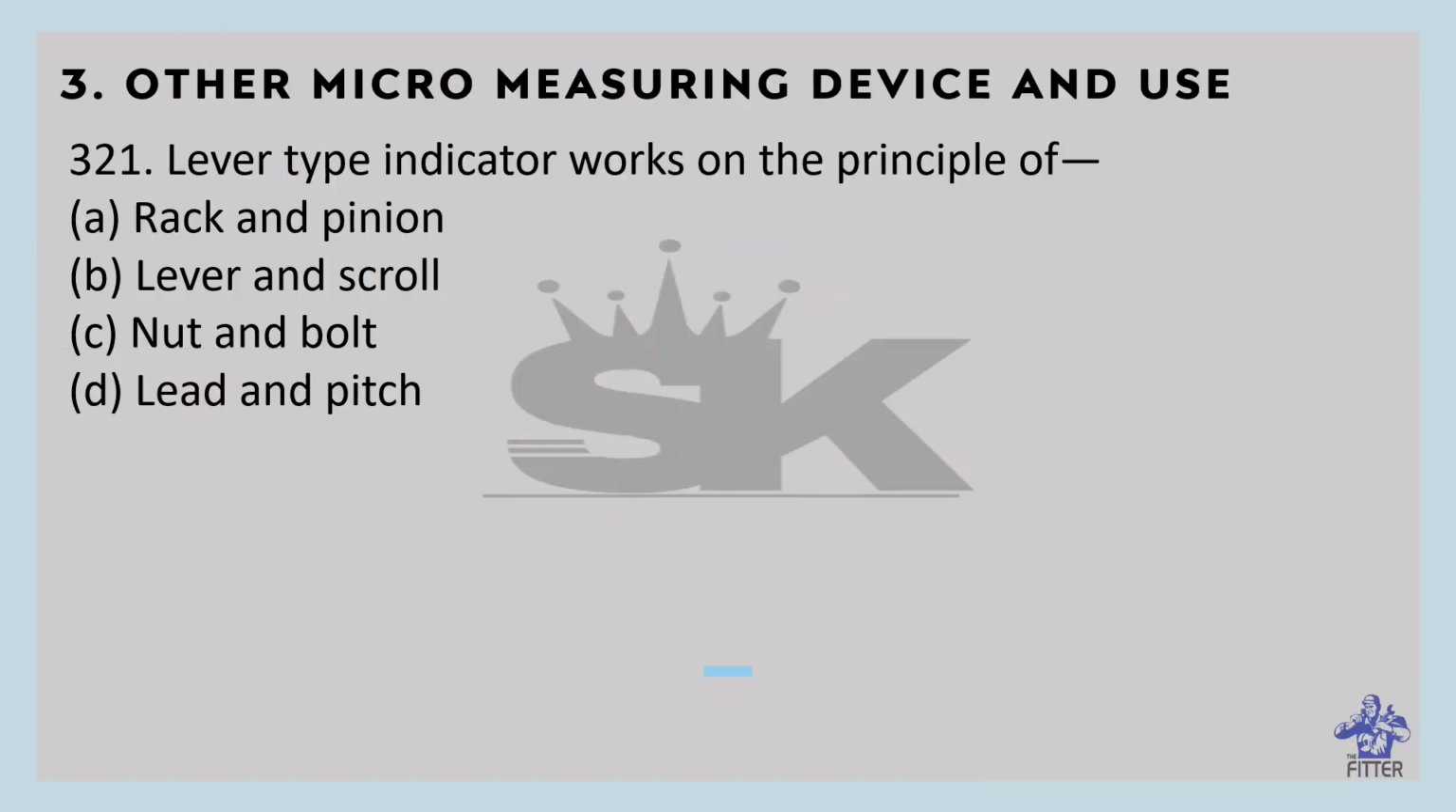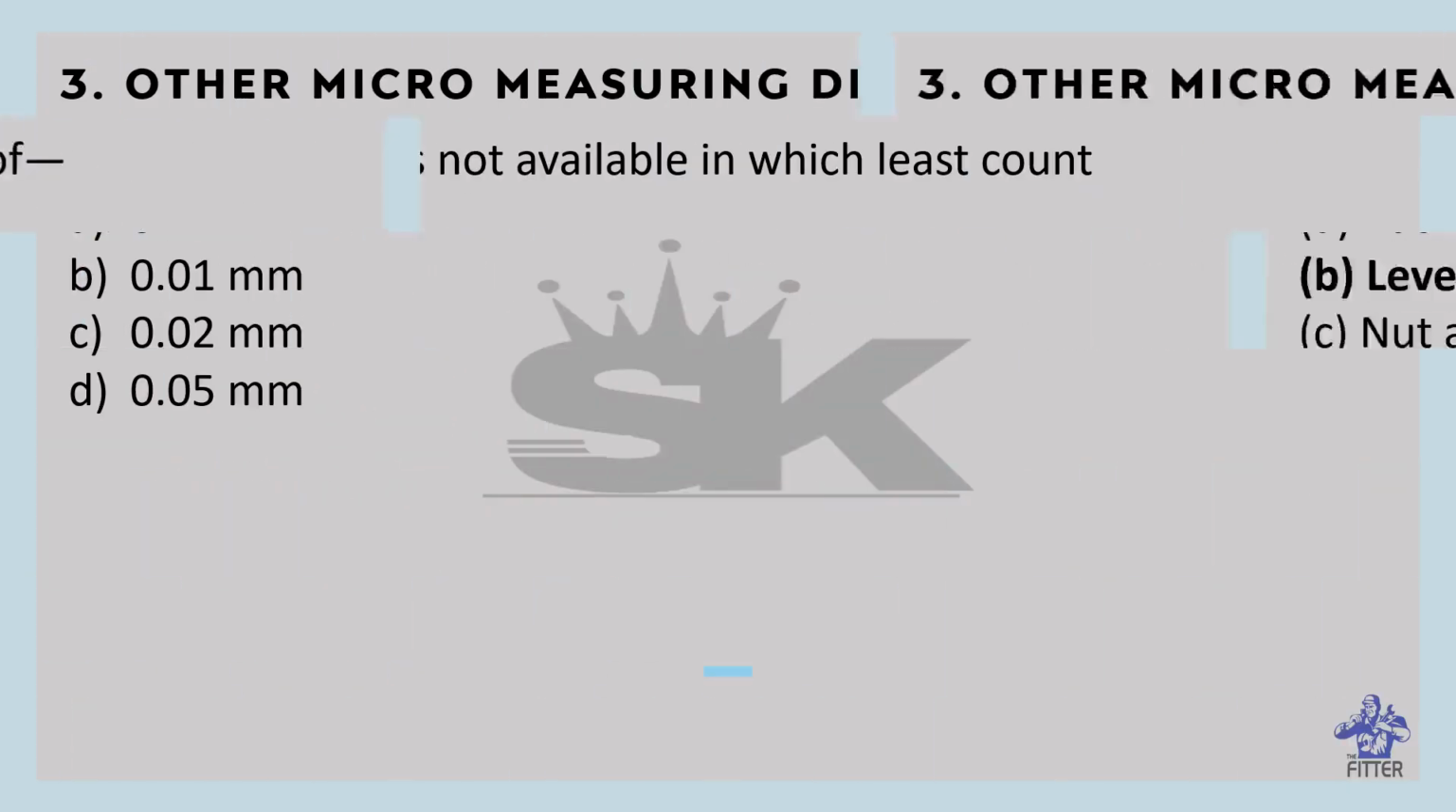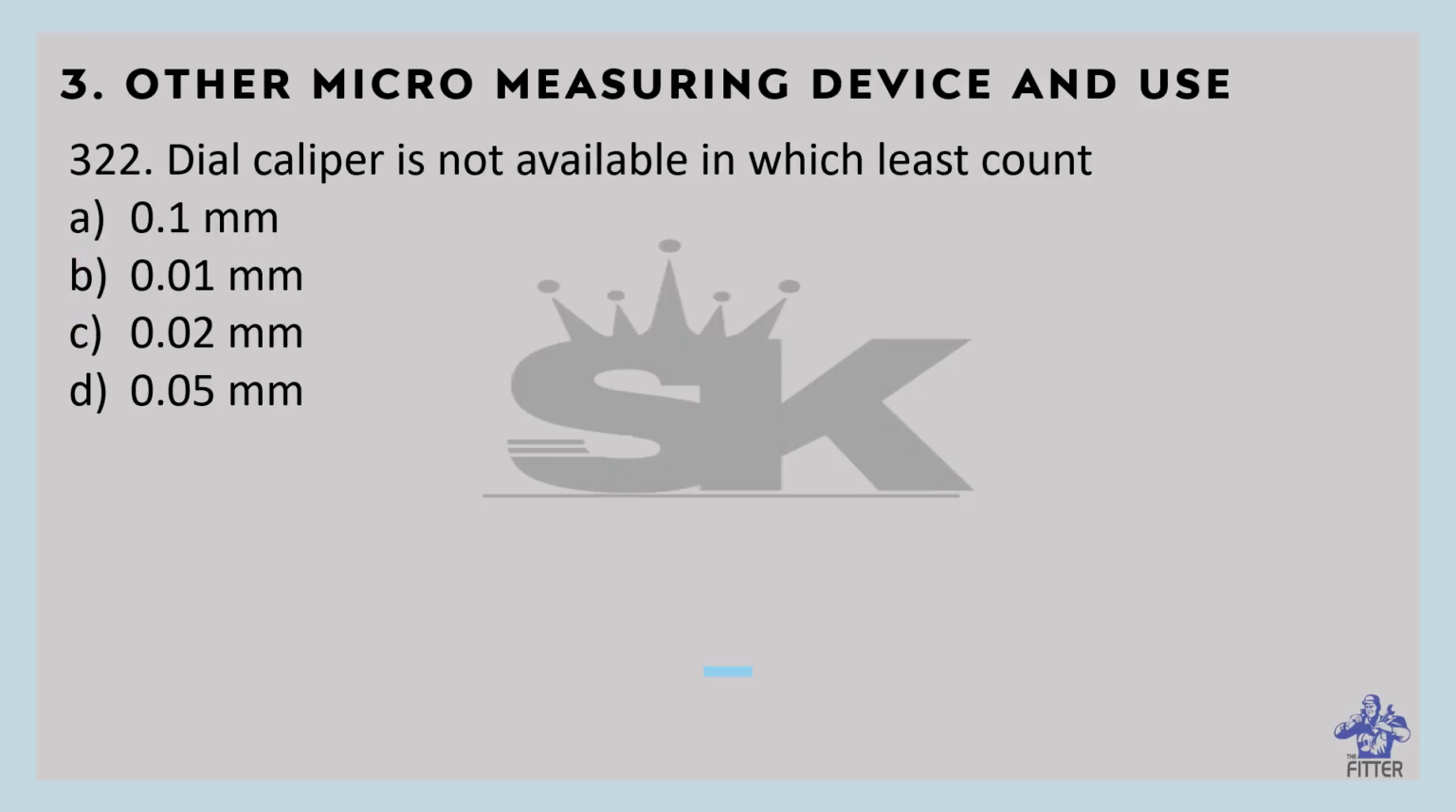Lever type indicator works on the principle of lever and scroll. Okay, lever and scroll. Dial caliper is not available in which least count? So dial calipers are available in the least count of 0.01 mm, 0.02 mm, 0.005 mm, but never in the least count of 0.1 mm. Okay, so option A.